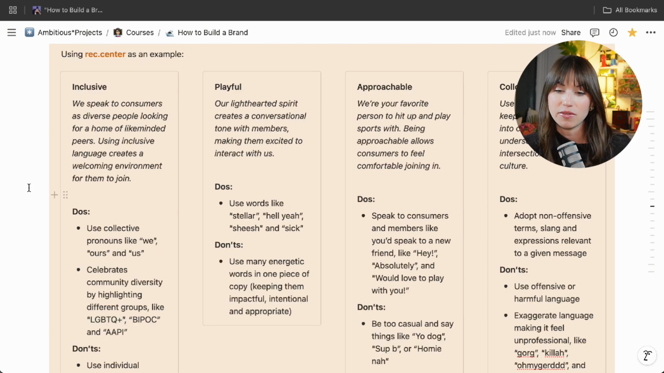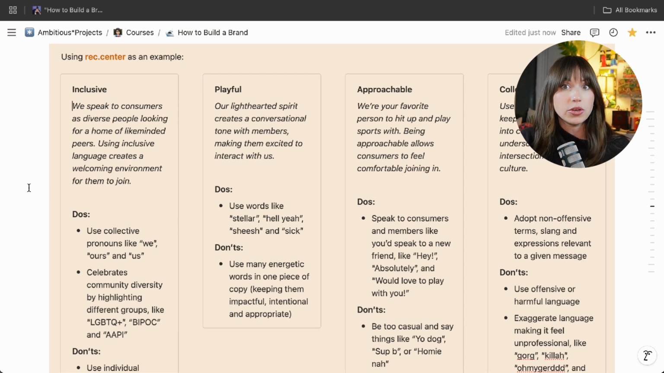Our next word is playful. Our lighthearted spirit creates a conversational tone with members, and so we want to have an air of lightness that comes through. So we do use words like stellar, hell yeah, sheesh, and sick. But we don't use too many energetic words because we don't want to seem too intense or highly energetic, just the right amount. When it comes to being approachable, we're your favorite friend to hit up and play with.